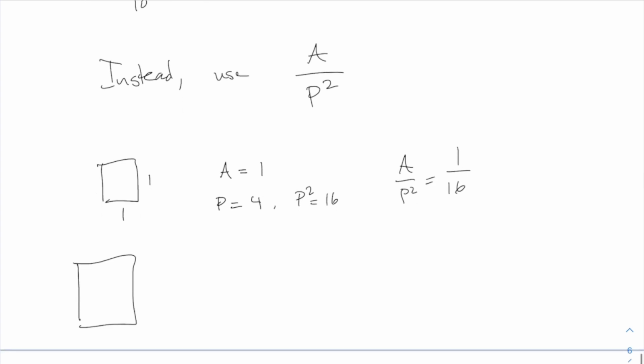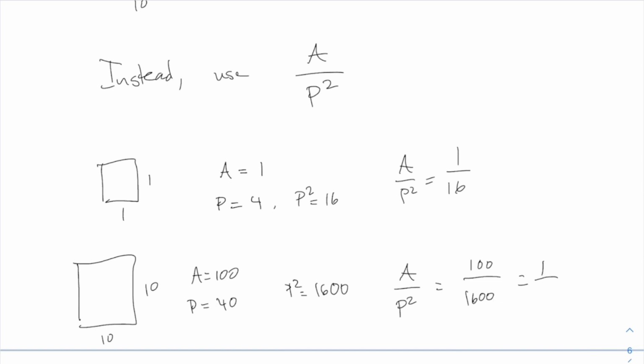Versus the one that was 10 by 10. Here the area is still 100. Here the perimeter is now 40. So P squared is 1600, and then A over P squared is 100 over 1600, which when you reduce the fraction is 1 over 16. What I'm saying is, just by squaring the P, it makes everything work great. So now I have the same shape both times, and it actually gives me the same answer for this quotient both times. For a square, you're always going to get 1 over 16. All right? So A over P squared is the formula.